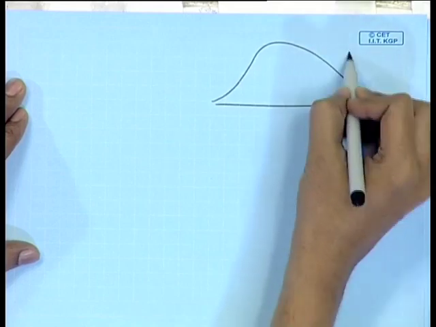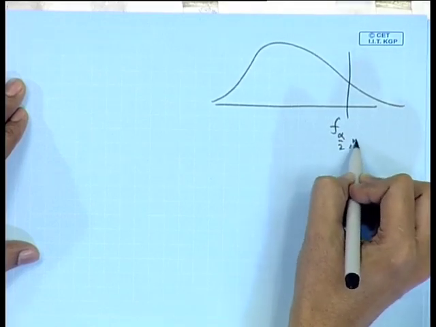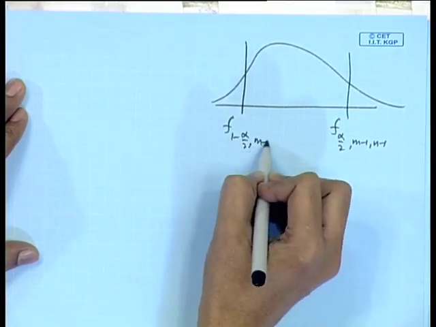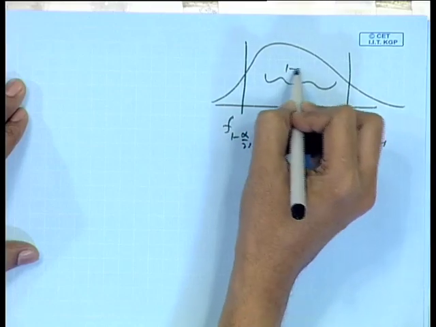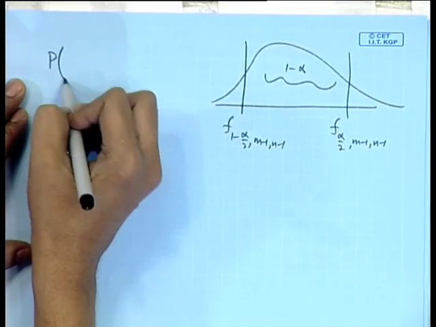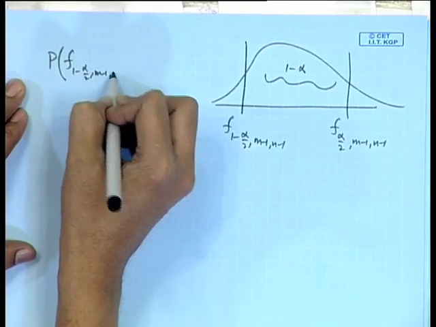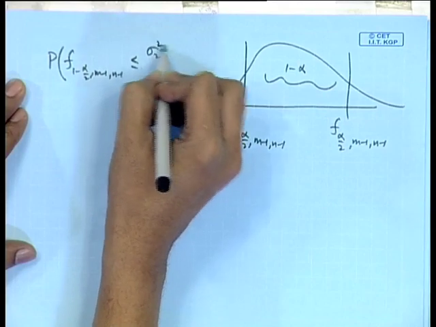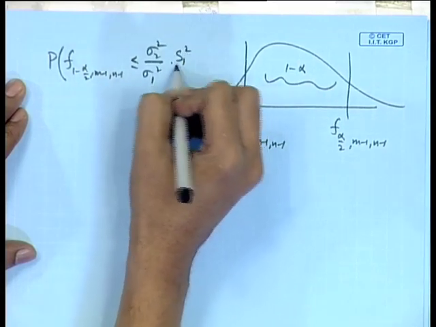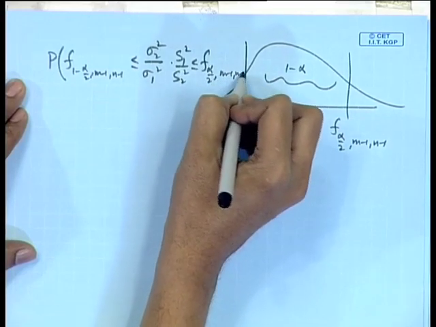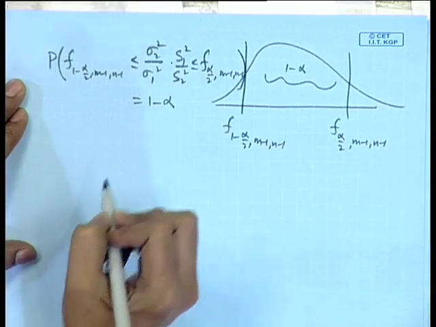So, making use of the distribution of f, that is we have f alpha by 2 m minus 1 n minus 1 and f 1 minus alpha by 2 m minus 1 n minus 1, the intermediate probability is 1 minus alpha. So, probability that f 1 minus alpha by 2 m minus 1 n minus 1 is less than or equal to sigma 2 square by sigma 1 square S 1 square by S 2 square is less than or equal to f alpha by 2 m minus 1 n minus 1, that is equal to 1 minus alpha.